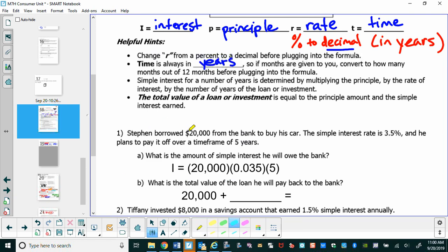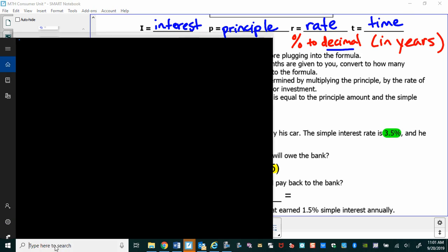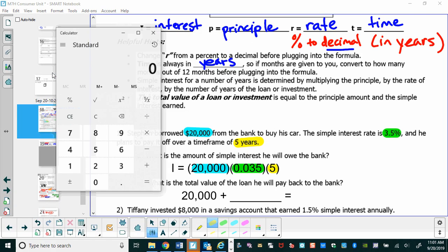We've got that Stephen borrowed $20,000, that's the principal, from his bank to buy a car. His interest rate was 3.5%, and he's going to be paying it off over the course of 5 years. So again, for the interest, we have the principal times the rate as a decimal times the amount of time in years, and since 5 years is already given in years, we're good to go. Now all you have to do is multiply. If you have your calculator, do the math with me to make sure you see the same thing: it's the $20,000 times the 0.035, remember you have to move the decimal back twice, and then we're going to multiply it.